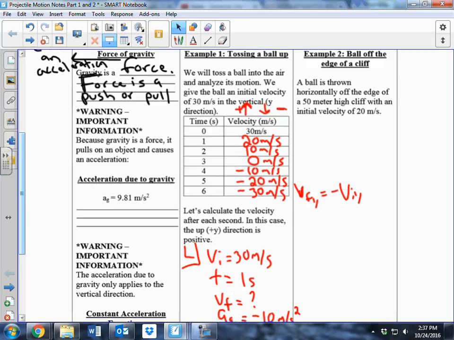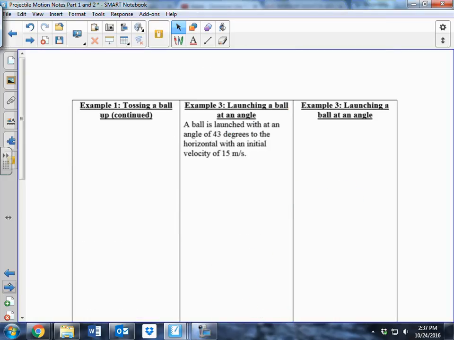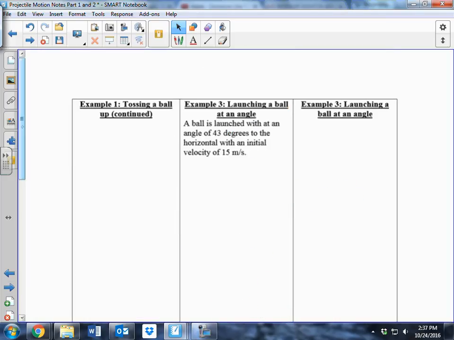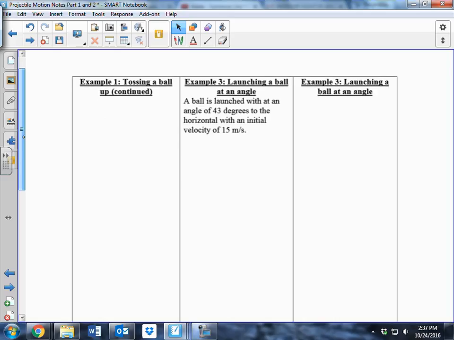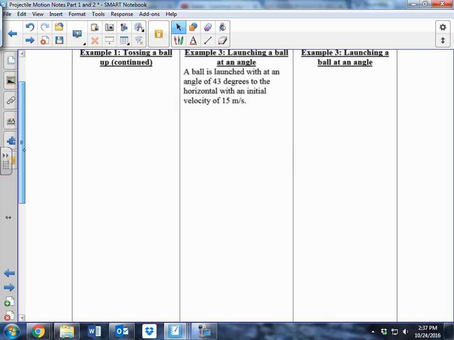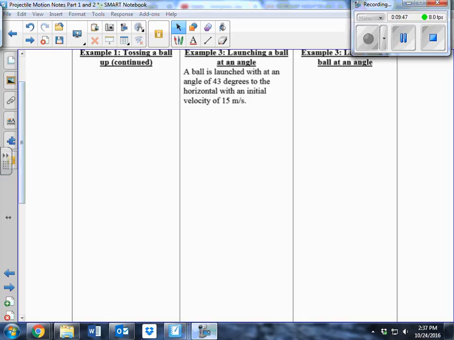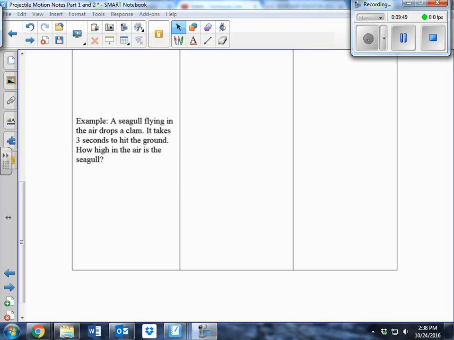So go ahead and flip over to the back, and we're going to be looking in the first column. If you weren't able to fit that, that's why I put example 1, tossing a ball up. That's where I am continuing those notes. Okay, so I want you to scroll to the bottom. In this part, we're going to look at an example I gave you in class, and this will bring us to the end of these notes.